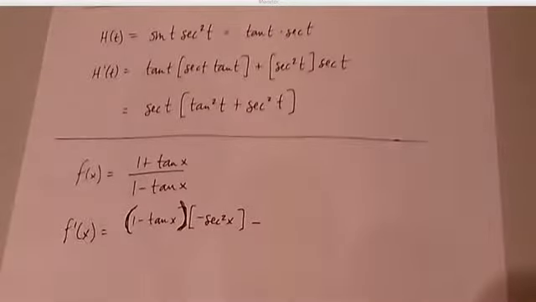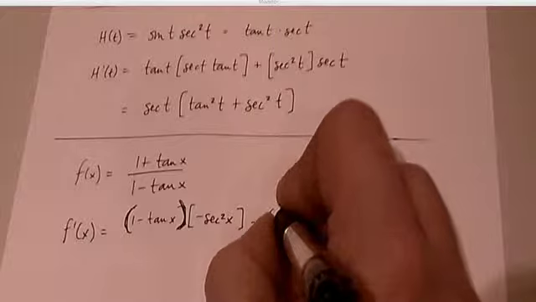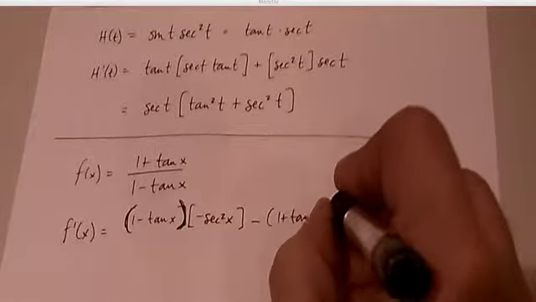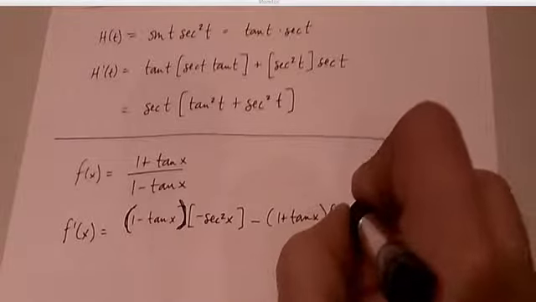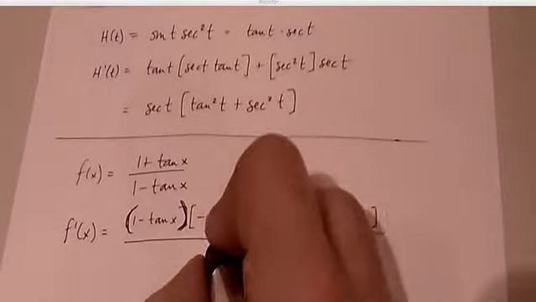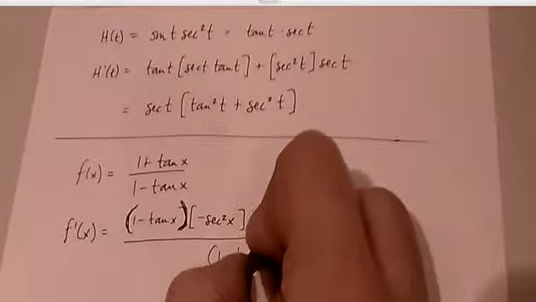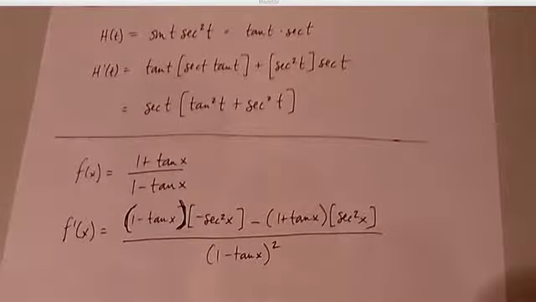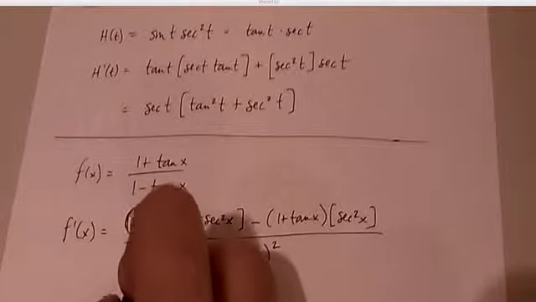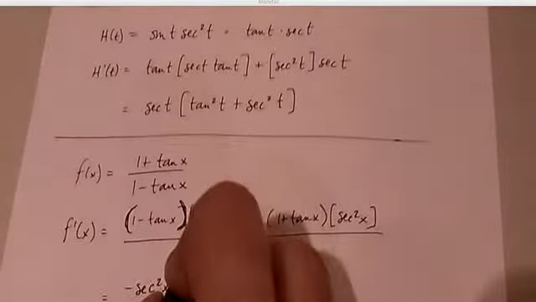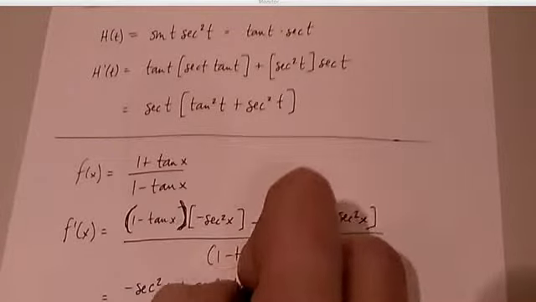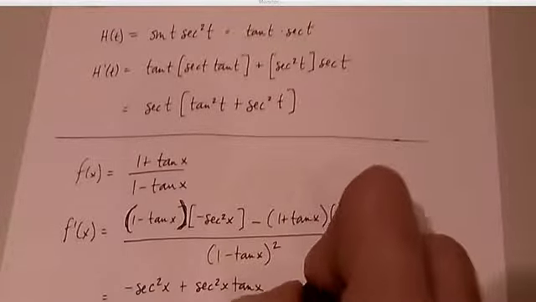And then I'm going to subtract the top, 1 plus tangent x, and then, of course, we get secant squared x as the derivative there. All of that over 1 minus tangent x squared. Okay, well, I can go ahead and simplify this a little bit. I'm going to get negative secant squared x plus secant squared x tangent x minus secant squared x.